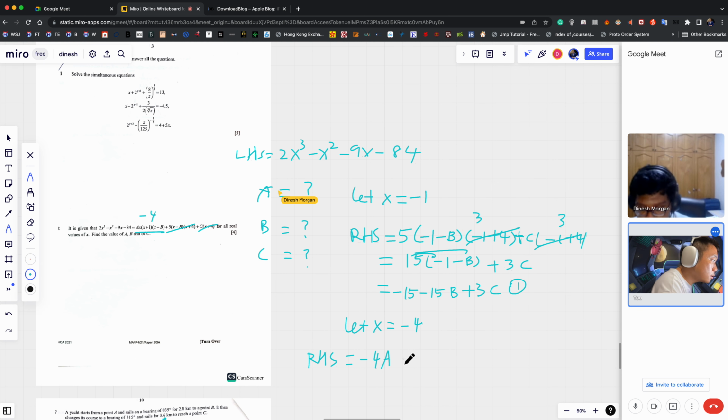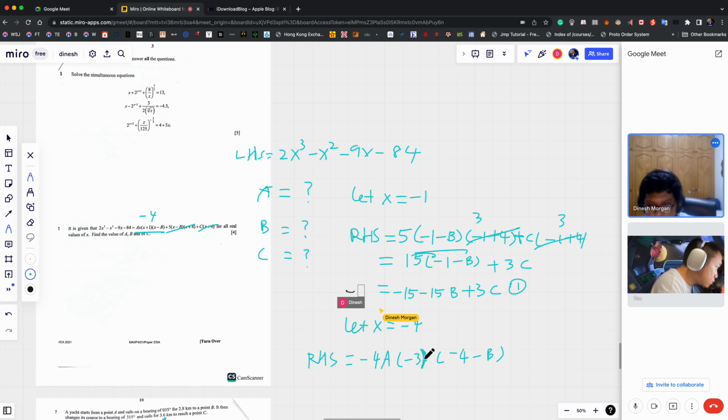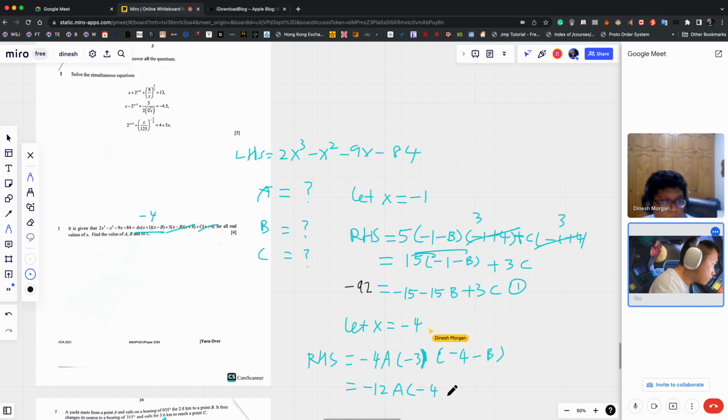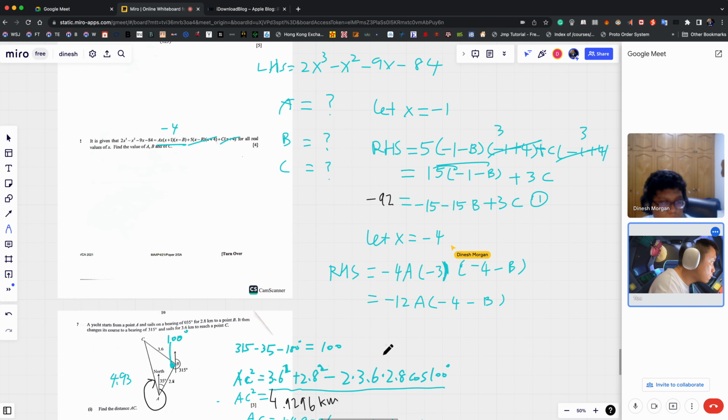So negative 4a. Then this is negative 3, negative 4, negative b. Wait, I'm confused. Okay, good. So this is negative 12a. Then this is negative 48a. Then this is plus 12ab. Okay, then what is this?